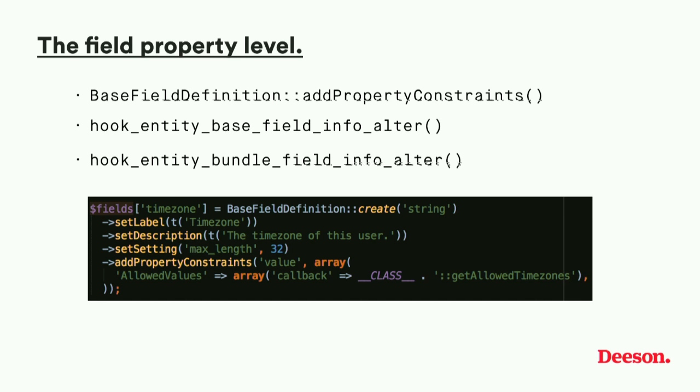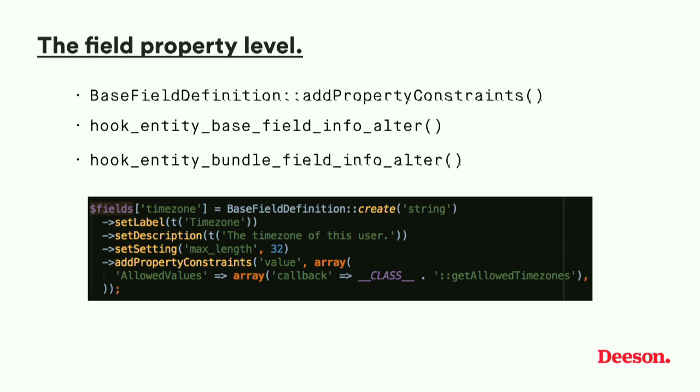And then you can provide a full array of constraints, each of them with their configuration that will apply to a specific property. Now, most fields have a value property, but there are more complex fields like entity reference fields. They have this target ID, entity, target type, all sorts of properties. If for some reason you want to validate any of those, you can by adding a property constraint. That's where you'll use them the most.